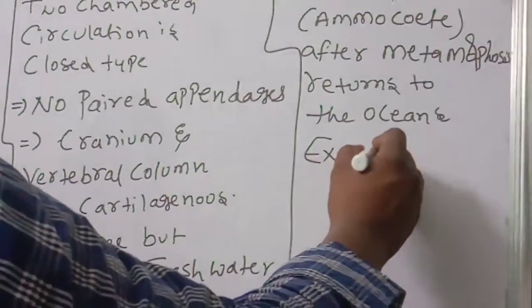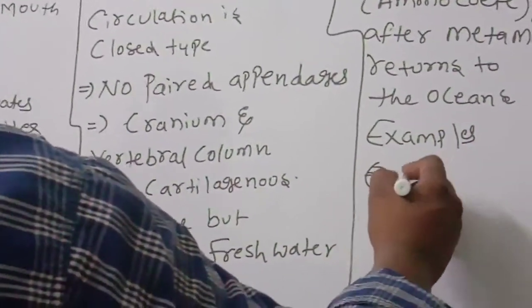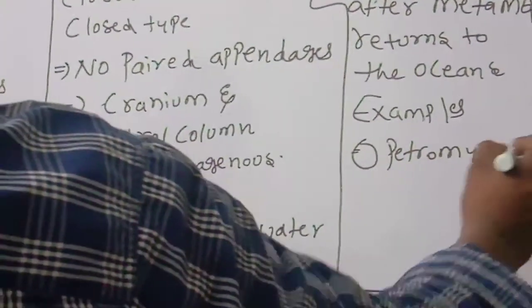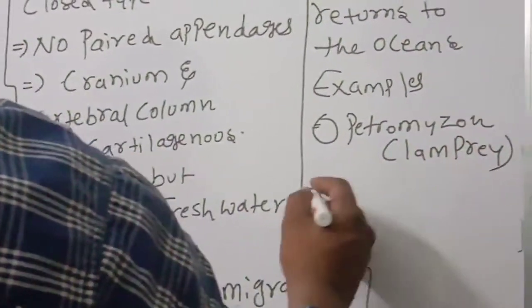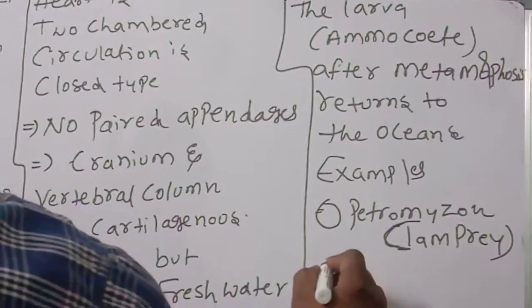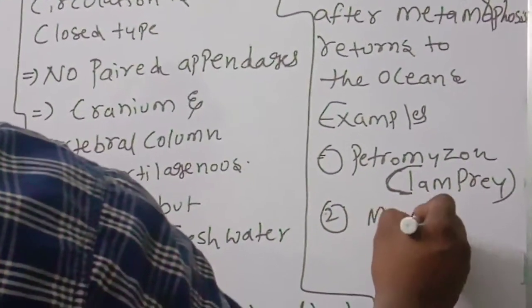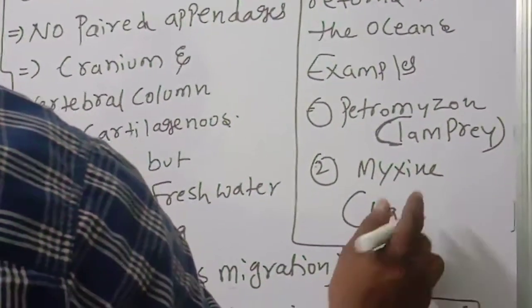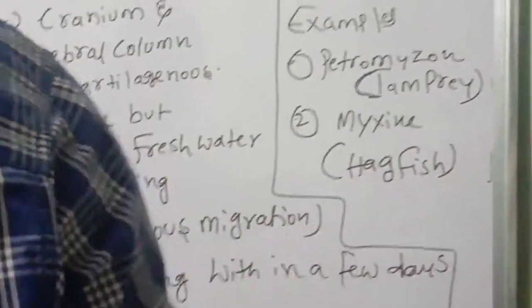Examples. What are the examples for the cyclostomata? Number one, Petromyzon, also called lamprey. And the second one is Myxine, which is called hagfish.